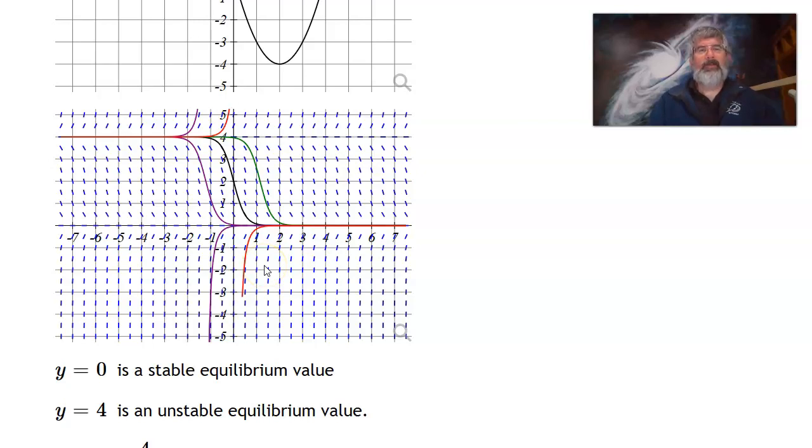Now those 2 equilibrium values, 0 and 4, have 2 different flavors to them, and one of them is called a stable equilibrium, and one of them is called an unstable equilibrium. So 0 is the stable equilibrium, in that if your y value is a little bit away from 0, over time it'll be pulled back down to 0, because that's the way things are going. 4, on the other hand, if your y value is a little bit off of 4, either above or below, the curve will pull away from 4.